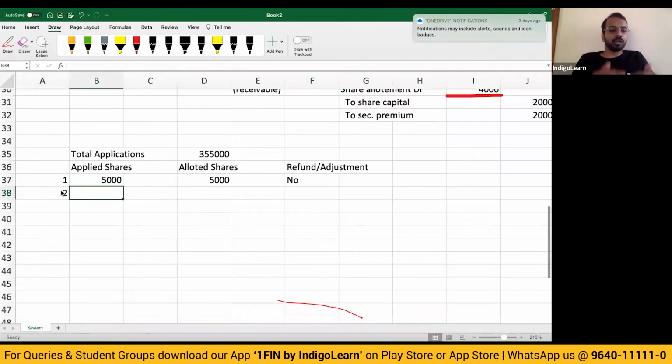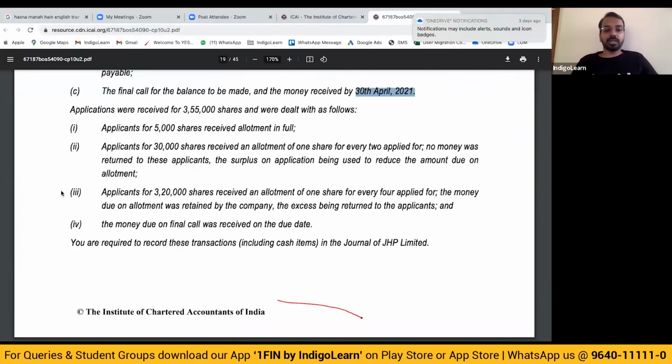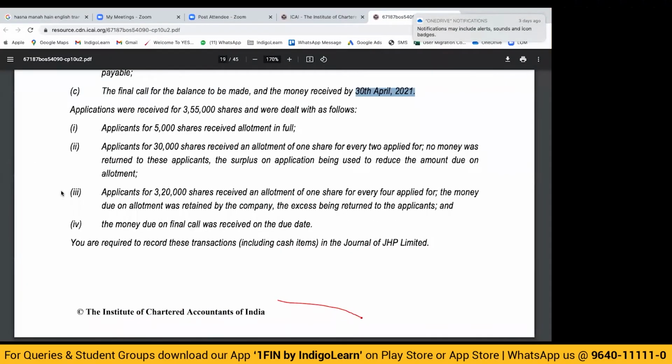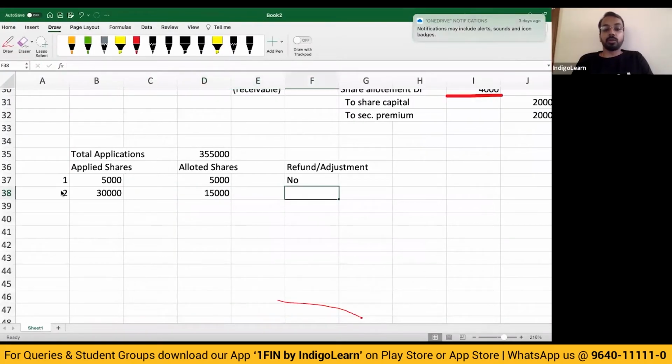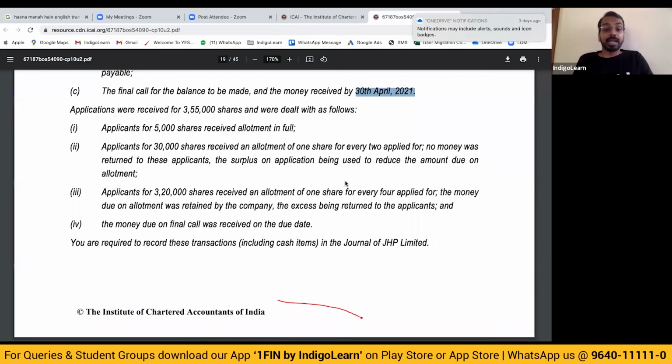Second category. If you are finding the working note difficult, one thing you can do is think of these as independent allotments. So 5,000 received in full, allotted in full, no adjustment required. Then 30,000 shares. How many shares did we allot to these 30,000 shares? 15,000. We allotted 15,000. Now, what does the question say?